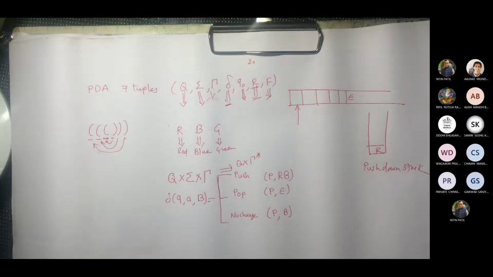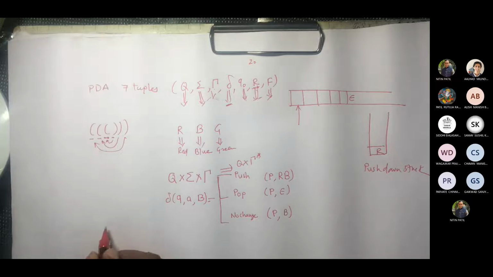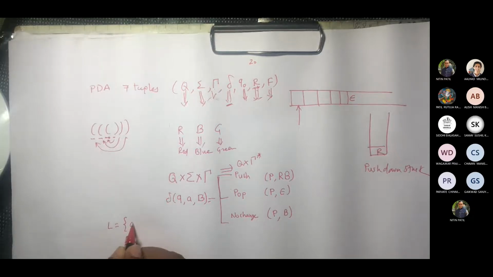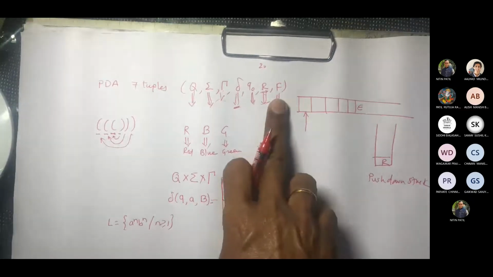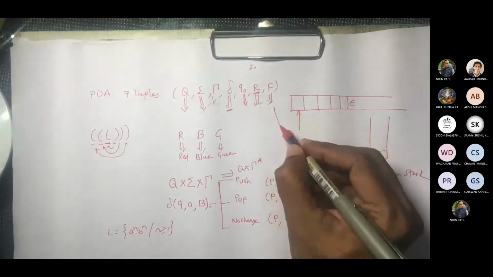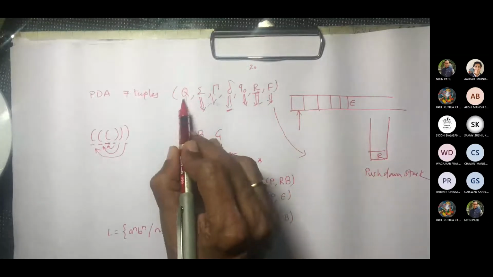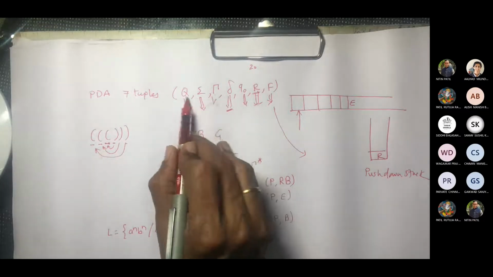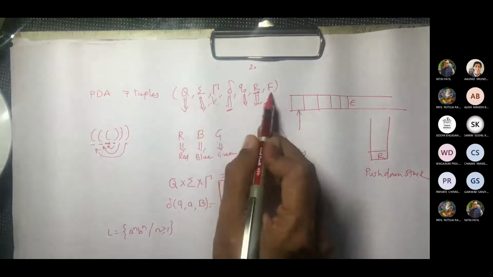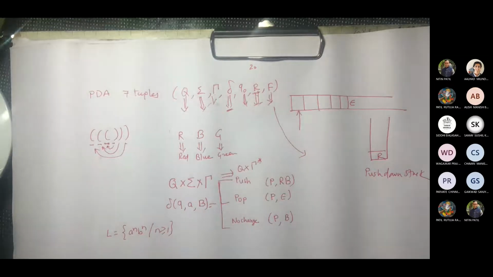So it's okay. We talked about an example for a language L, A raised to n B raised to n, n greater than or equal to 1. Now you may wonder that I haven't talked anything about this F yet. If you talk about Q, sigma, tau, we always write finite non-empty, correct? But for F, I am going to write empty. It may be empty. We are not sure about it.